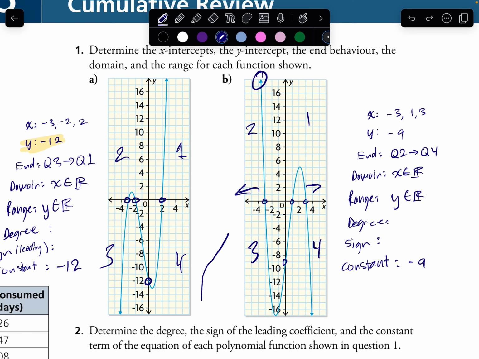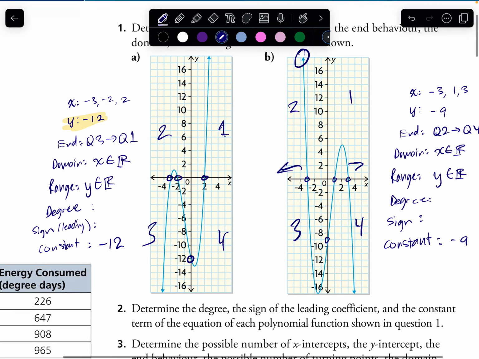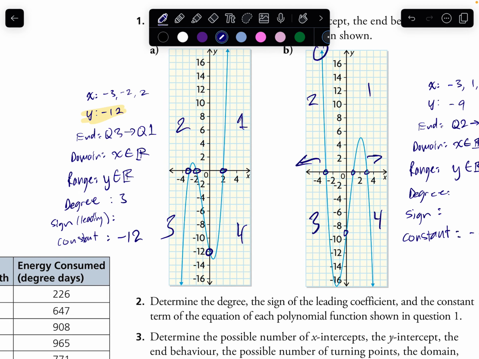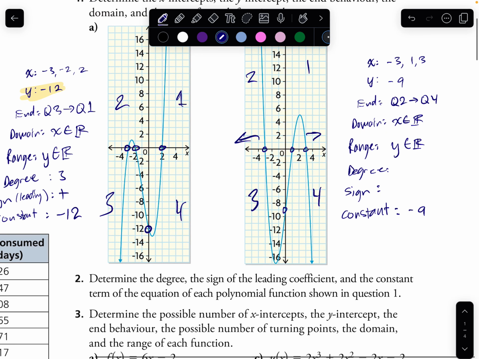If it's an inflection like that, it makes it harder because it's based on how sharp the inflection is. But for this, 2 turning points, it must be cubic, because the amount of turning points will be the degree minus 1, so degree is 3. The sign, it's an odd degree, right? And it starts from the bottom left and goes to the top right. So it's a positive sign, so plus.